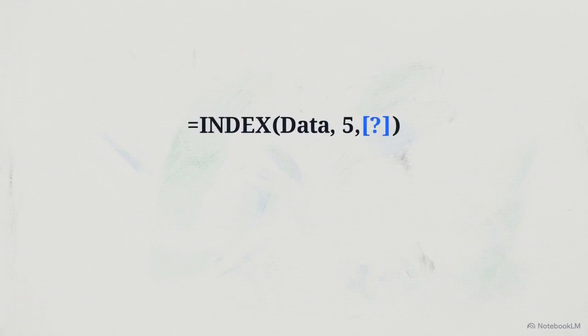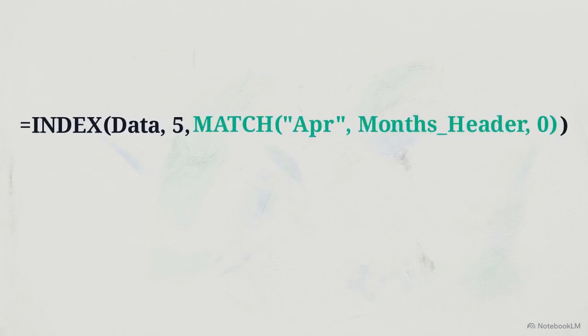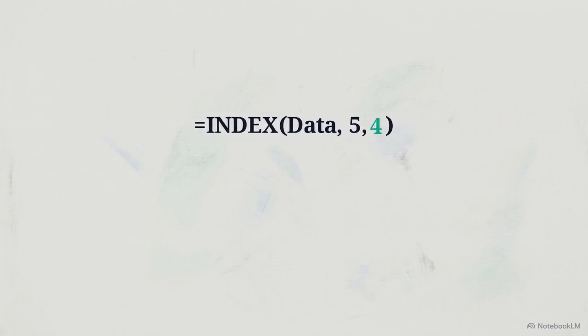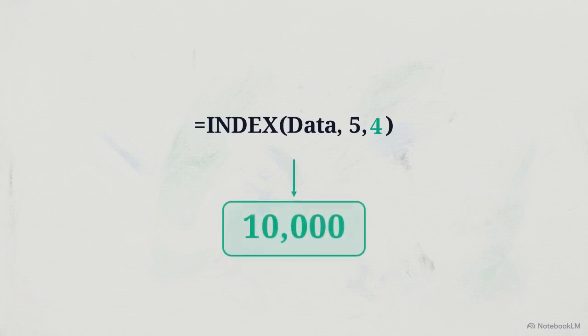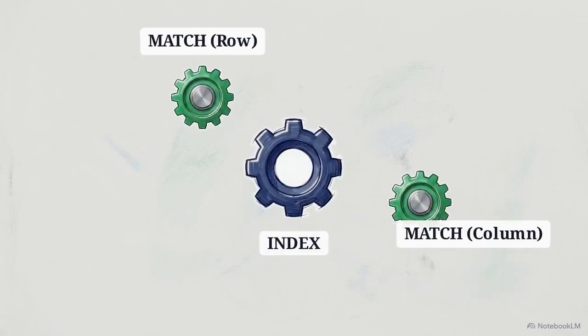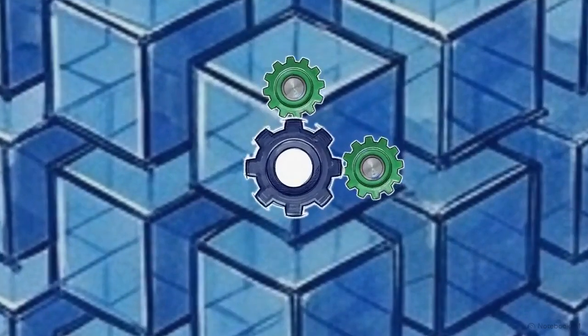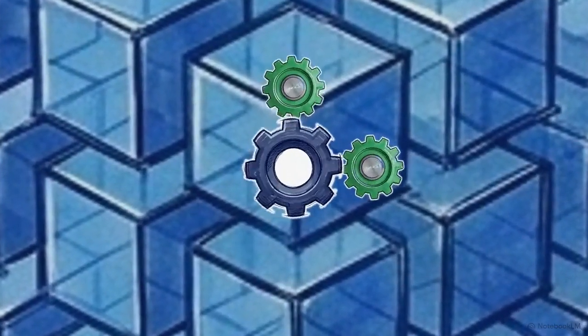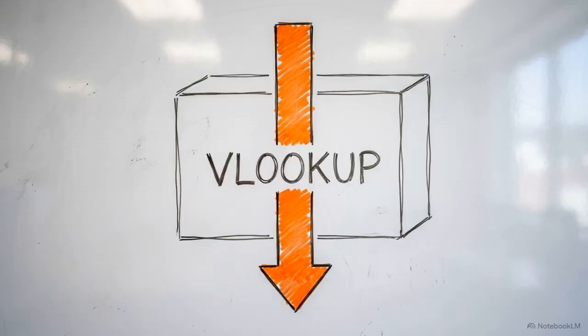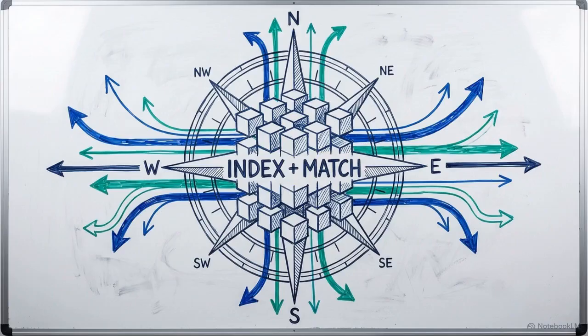But how do we dynamically tell the index function which column to look at for April? We use a second match function. We point it at the header row to find APR, and it returns column 4. We drop both match results into our index formula, and it perfectly intersects at our target value. By stacking independent match functions for the row and column, you build a multi-dimensional query. Standard VLOOKUP functions can only search vertically. This index matrix allows you to pull data across any axis.